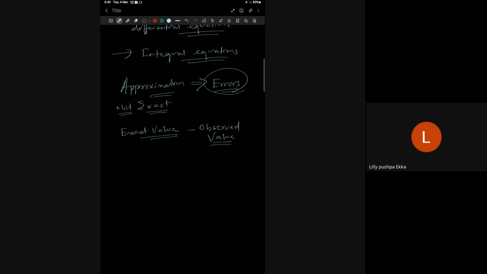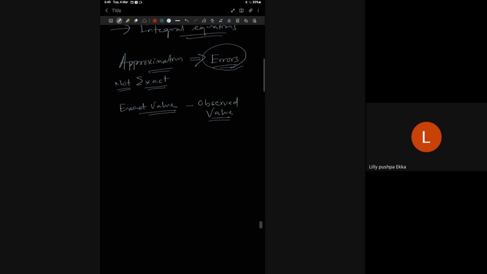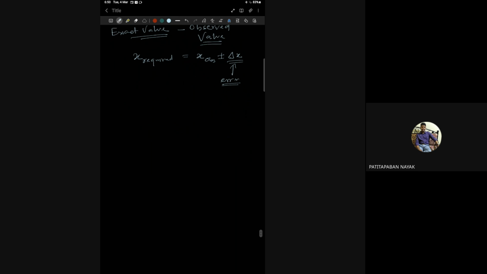Now, most of the time, how we represent is if we have a quantity x, or a required value, the required value is equal to x observed plus or minus some delta x. So delta x is the error. Delta x is the error. I'll give a very crude example.